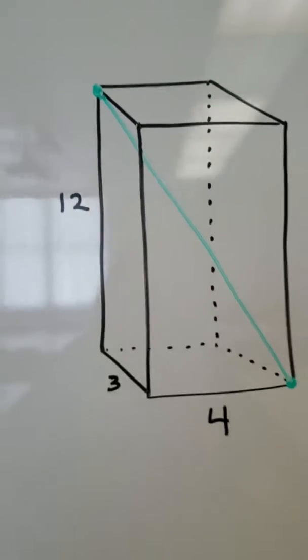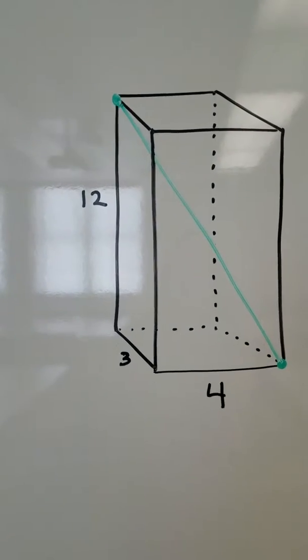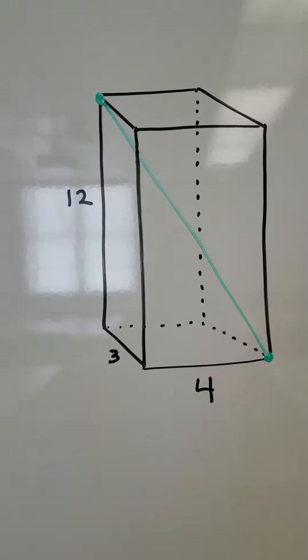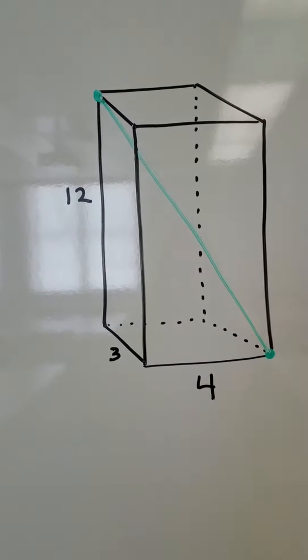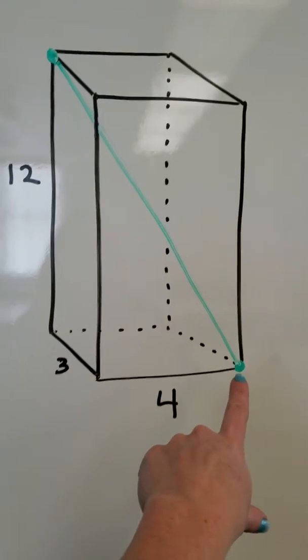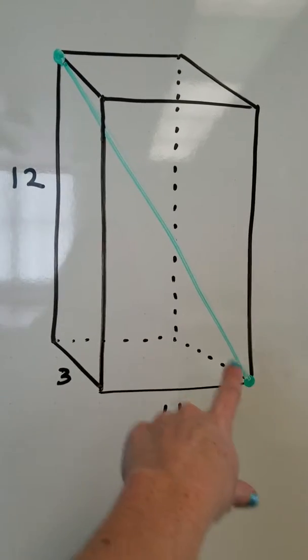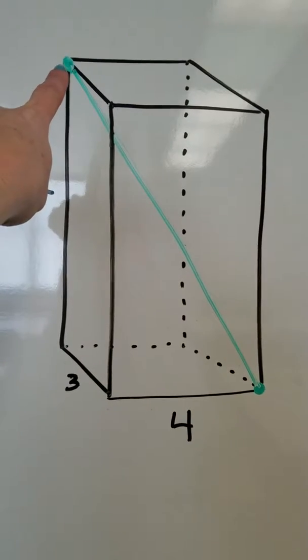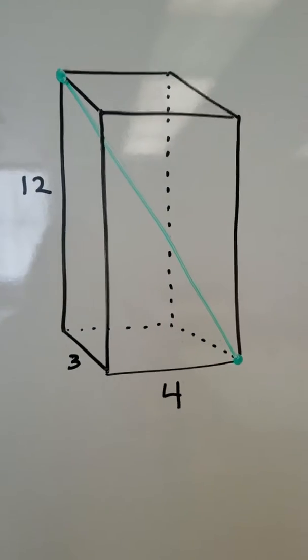Okay, so this is the drawing that would go with the problem that we're working on, where we have a closet that is 4 feet wide, 3 feet deep, and 12 feet high. We want to know how to get from the one corner in the front to the opposite corner up and in the back, okay? So that's right through the air.